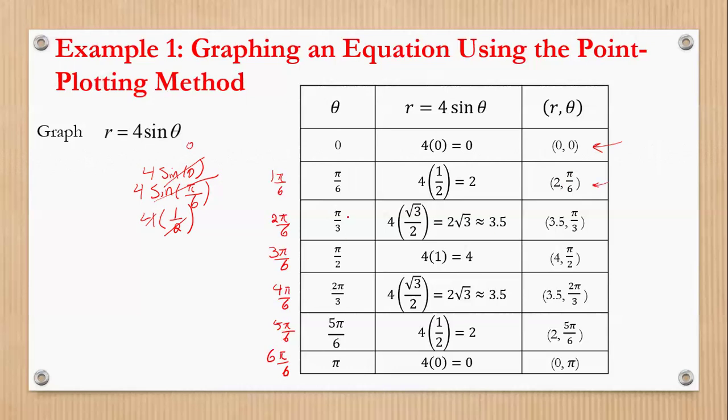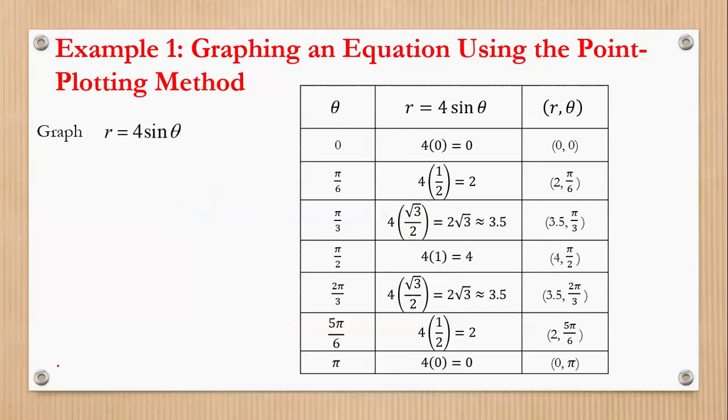We replace theta by pi over 3, we get 4 sine of pi over 3, and I know sine of pi over 3 is root 3 over 2, and if I simplify, it gives me 2 root 3. But since I want to find the exact point, I change it to a decimal using the calculator, and it gives me 3.5 and pi over 3. And we do this for all the points from 0 to pi. And after finding the points, we plot the points on the polar grid.